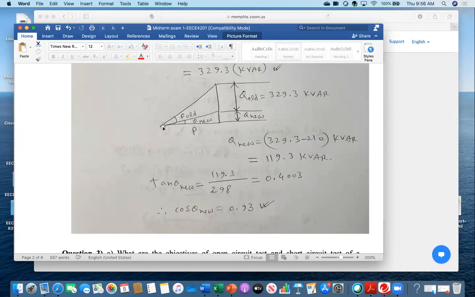So therefore I got a new triangle. My phi is as it is. This is my new Q, and I got a new angle which is theta new. So I am finding Q new over P, which is tangent theta new, that is 0.4003 approximately. From there I am getting cos theta new 0.93. This will be the right number approximately. I don't know how you got 0.98 sometimes.